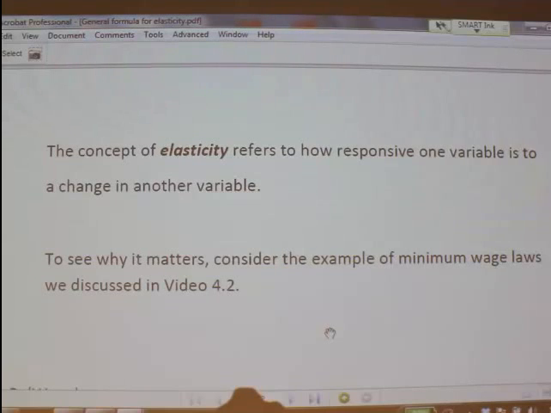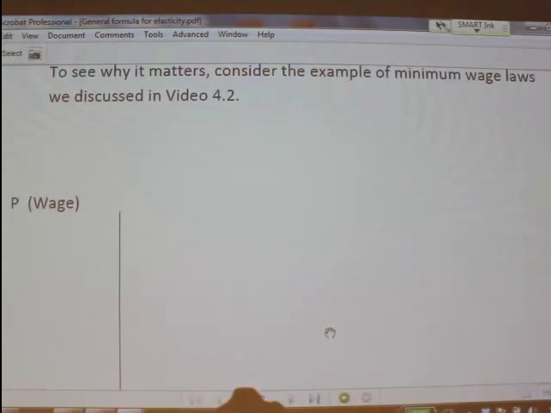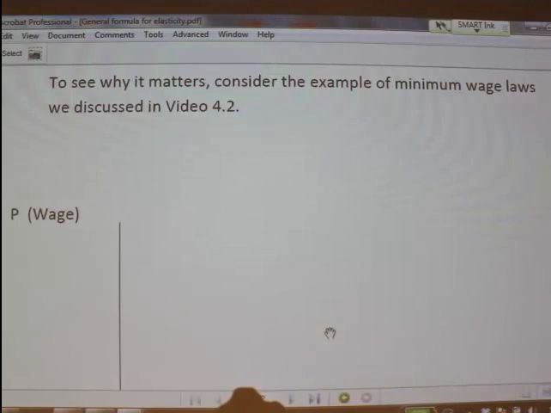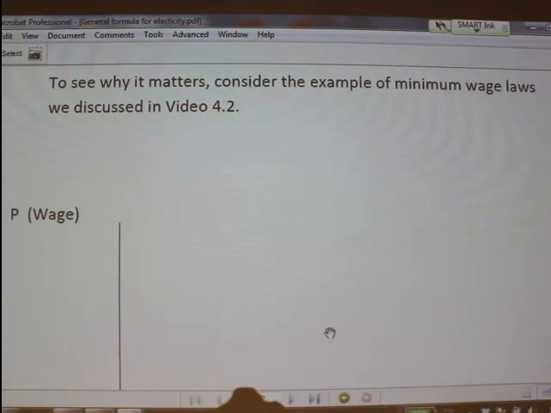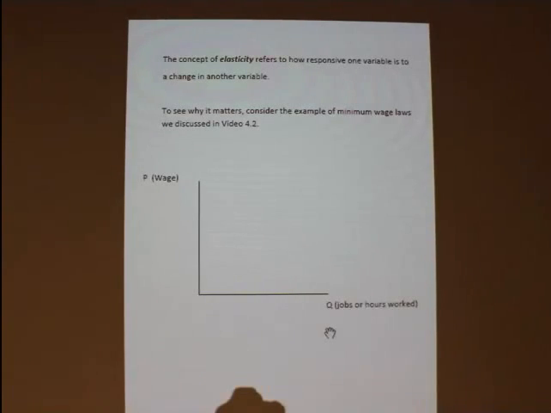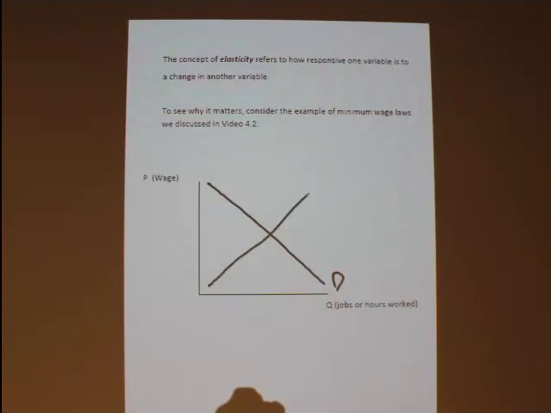But it's actually a very important concept for many policy issues. And so I want to relate it to the discussion we had about minimum wage laws in lecture 4.2. So there we had demand for labor. And you'll recall that in the labor market, demand for labor comes from who? Households or firms? Firms, right. And then the supply of labor comes from households. And the quantity down here is jobs or hours worked, if you want, and then the price is known as a wage in labor markets.